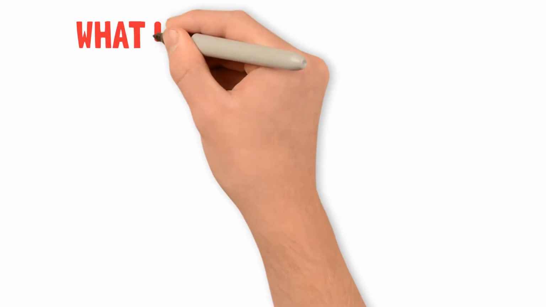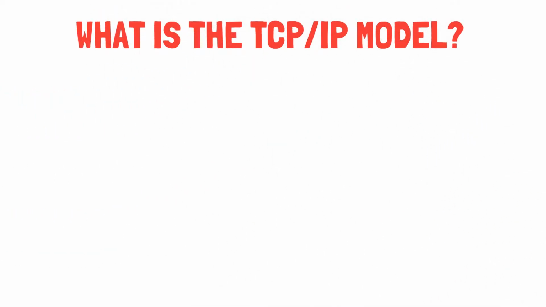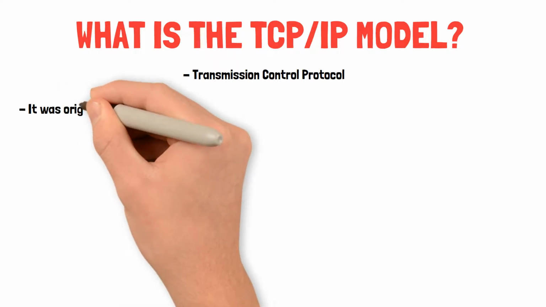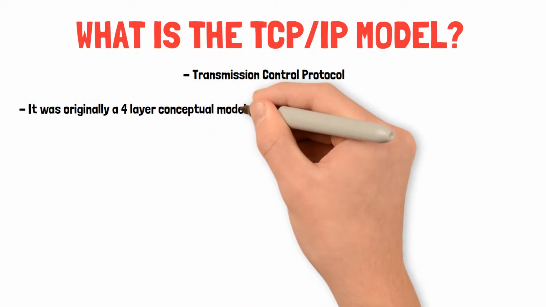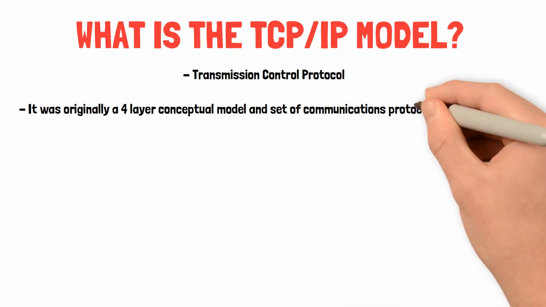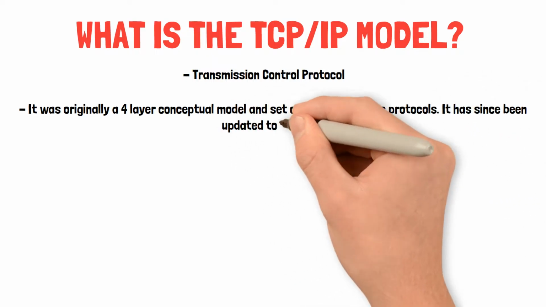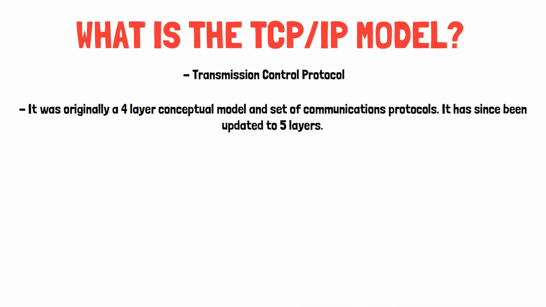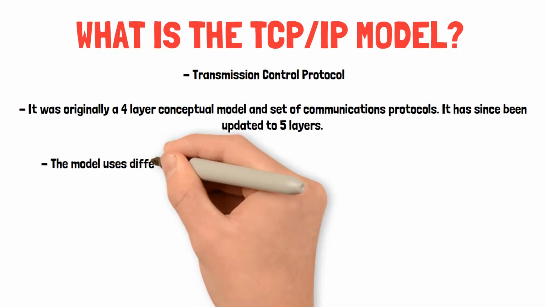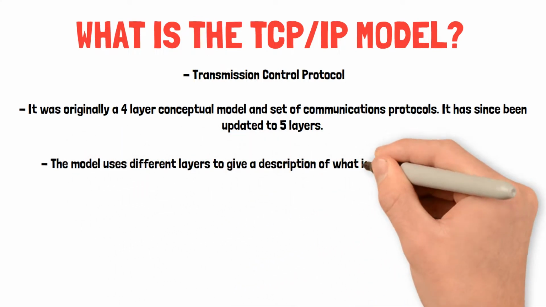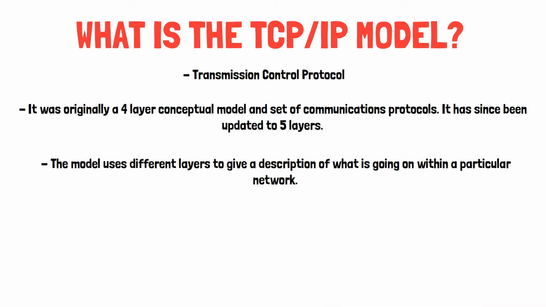So what is the TCP IP model? Well, the TCP portion stands for Transmission Control Protocol. It was originally a 4-layer conceptual model and a set of communication protocols. However, it has since been updated to 5 layers. This model uses different layers to give a description of what is going on within a particular network.